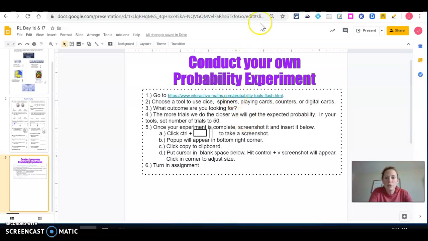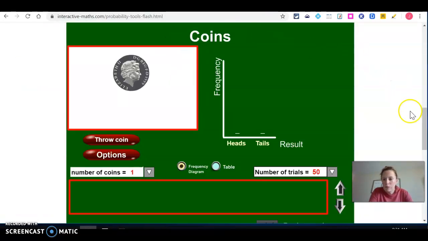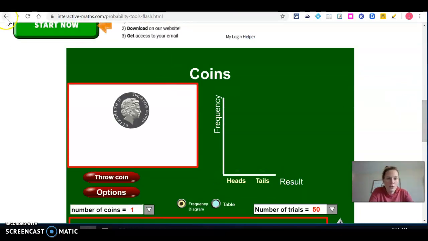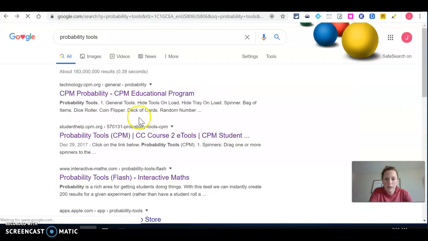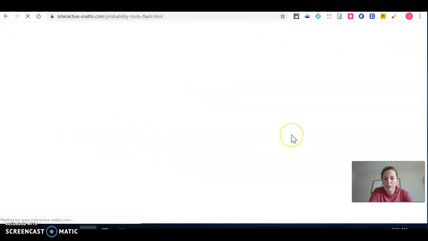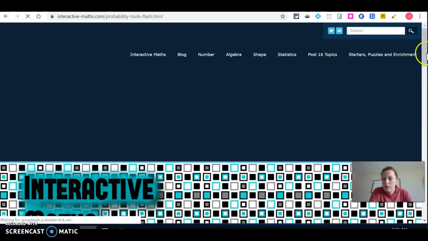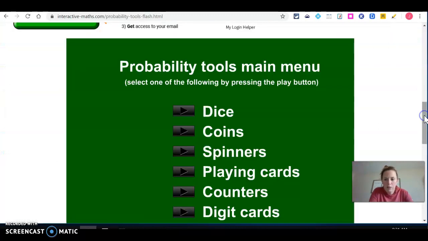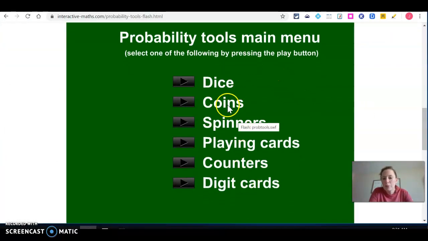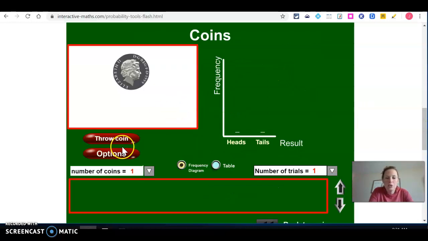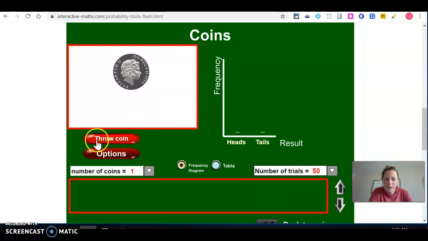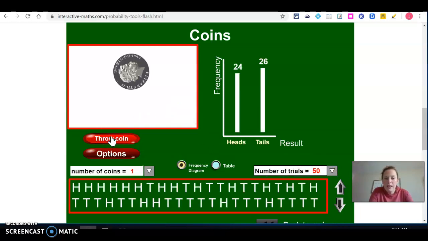So you're going to go to the tools, and it gives you some choices. Yours, you just click on the link. Okay, when you get there, you might have to activate Adobe or Flash. Okay, you're going to pick any of these. Don't pick coin. I'm going to show you coin. So I want the number of trials to be 50. And if you throw a coin, it's going to show you the possibilities here.